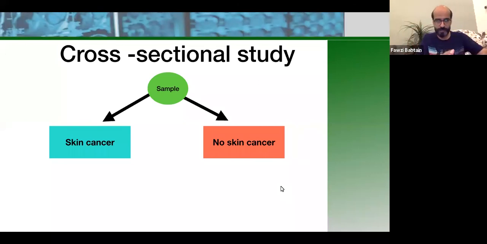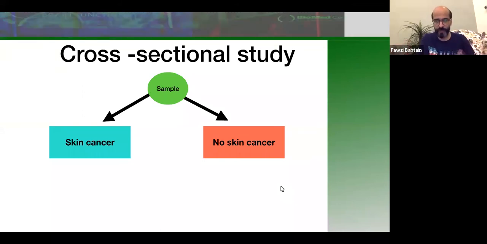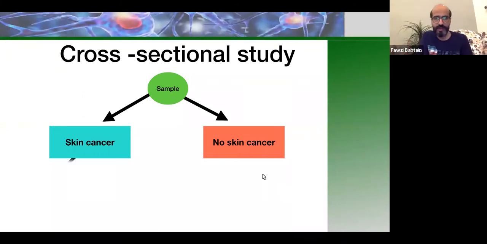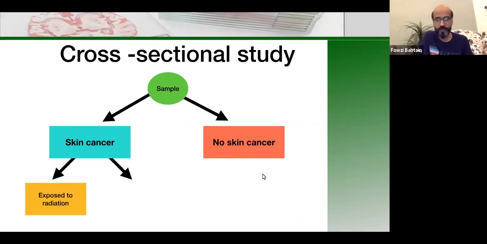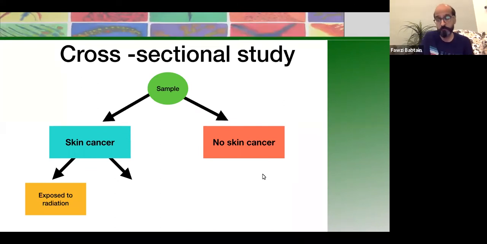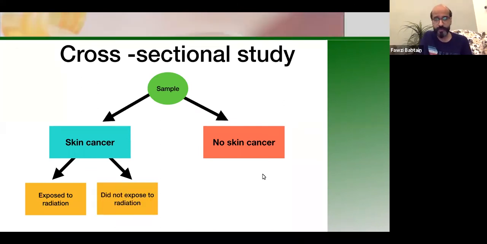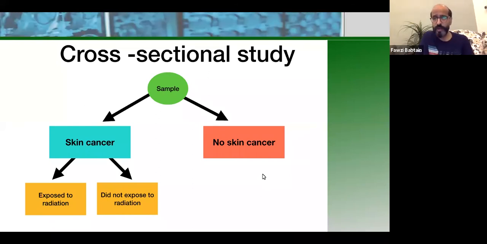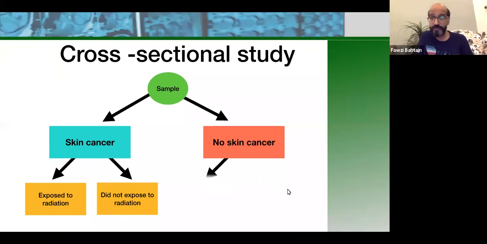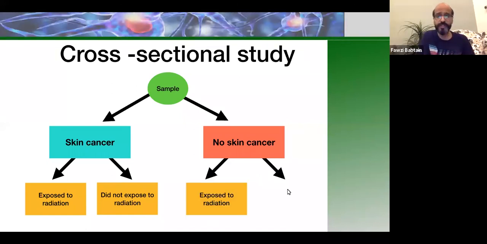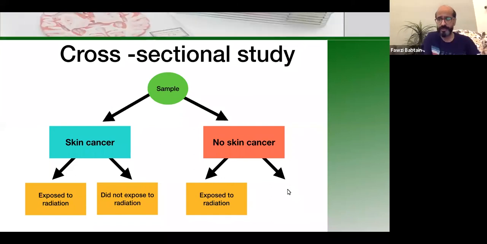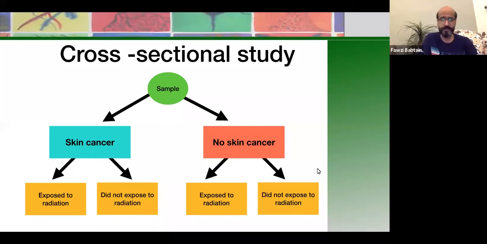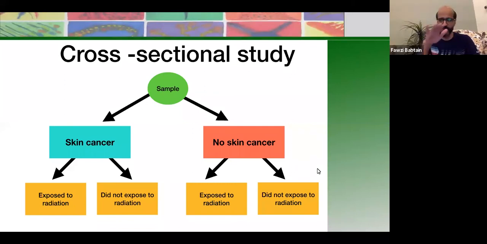This compares the exposed group and the unexposed group, and the outcome is skin cancer. Of those who had skin cancer, some were exposed to radiation, and others had never been exposed to radiation but still have skin cancer. Of those who had no skin cancer, you will find some of them were exposed to the same radiation and never had skin cancer. And of course, the others had no skin cancer and were never exposed. So this is your scheme.